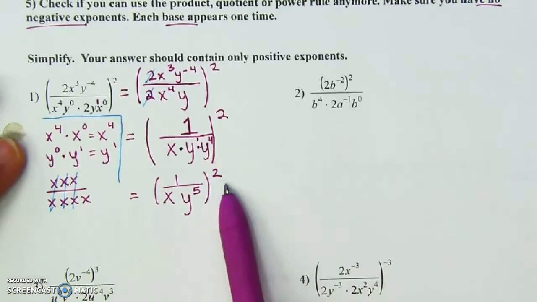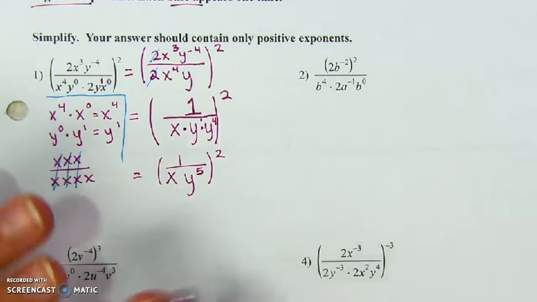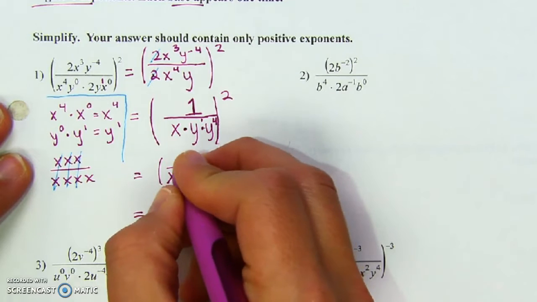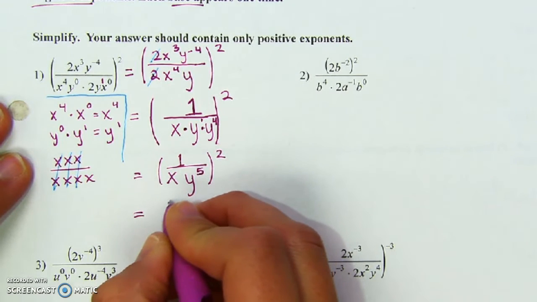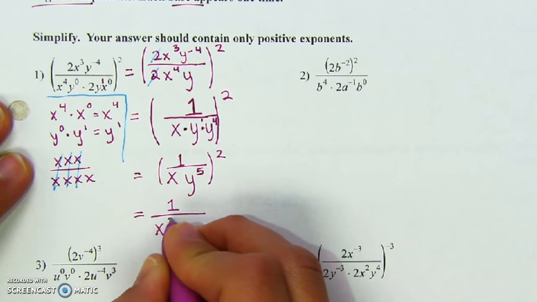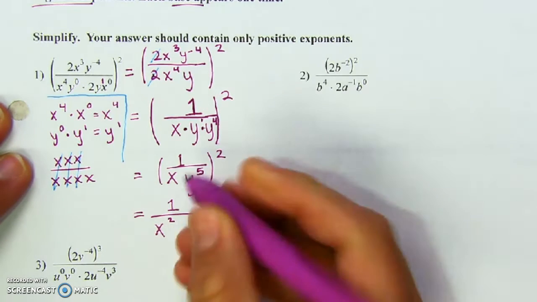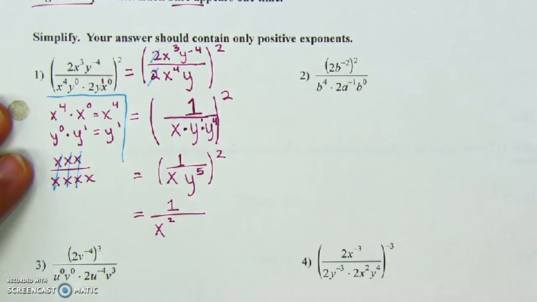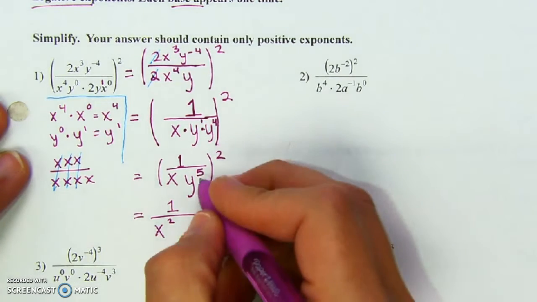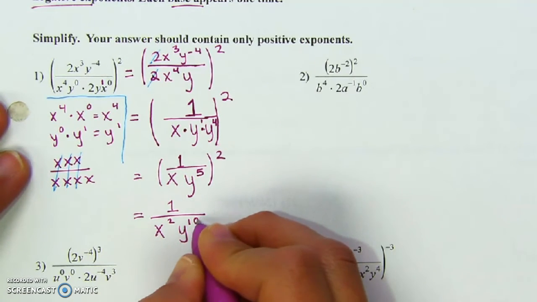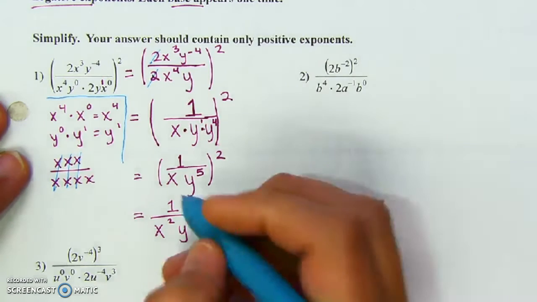So the power, or this exponent of 2, it has to go to everything inside, everything. So what's 1 squared? 1 squared is 1. Very good. What's x squared? X squared is x squared. Very good. What is y to the 5 squared? So the power of a power property. When you have a power of a power, we're going to multiply. And guess what? We're done.